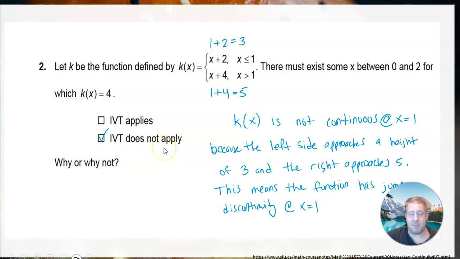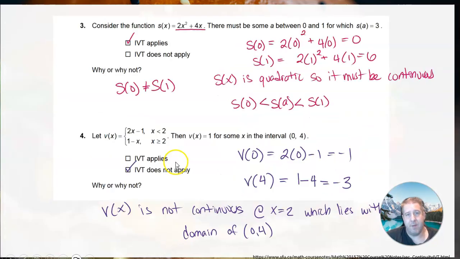Just like that second graphic that I showed you earlier, it showed you that a jump discontinuity means that you might have passed over that height. I'm not saying that it never hit a height of 4. It could have hit a height of 4, and I'm not even going to look into it. Yeah, it could have, but I can't use IVT to prove it.